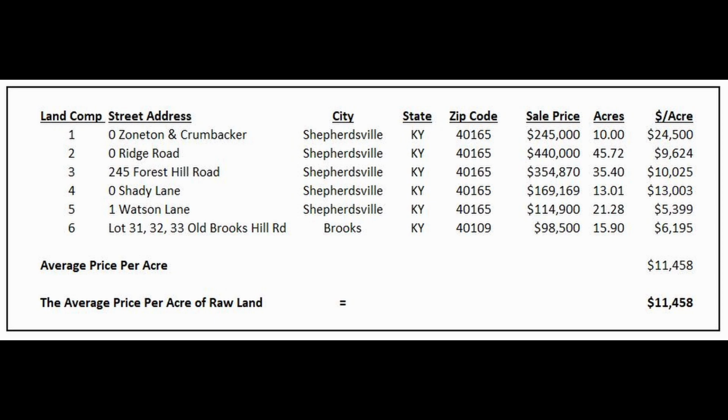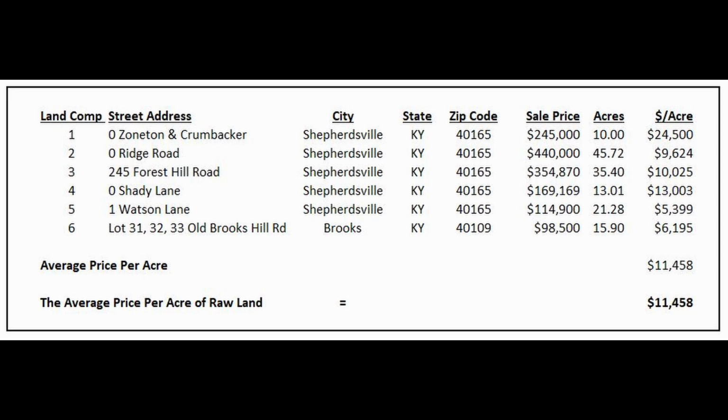So, for example, comp number 5 is 1 Watson Lane, Shepherdsville. And you see near the right side where it says sale price, and then just right of that it says acres, and then right of that it says dollar per acre. This is where your simple math comes in. I told you up front that we were going to use some basic elementary arithmetic.